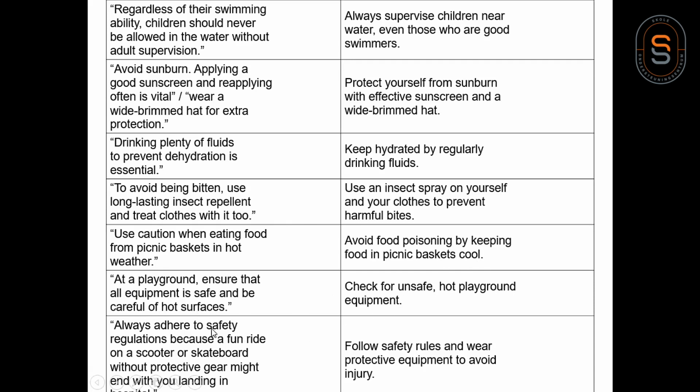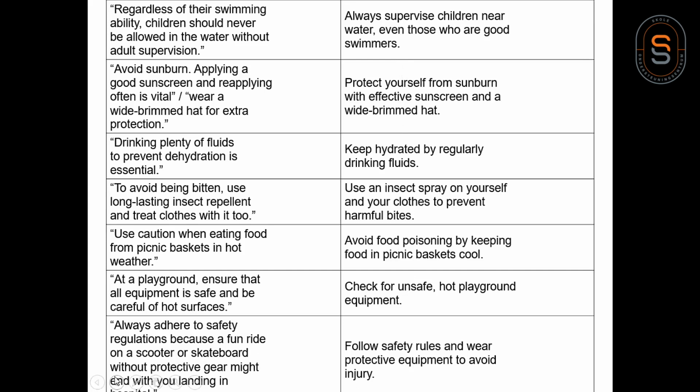And the last one, always adhere to safety regulations because a fun ride on a scooter or a skateboard without protective gear might end with you landing in hospital. Own words, follow safety rules and wear protective equipment to avoid injury. Now, these are your tips on how to keep safe during summer. So this is your summary.